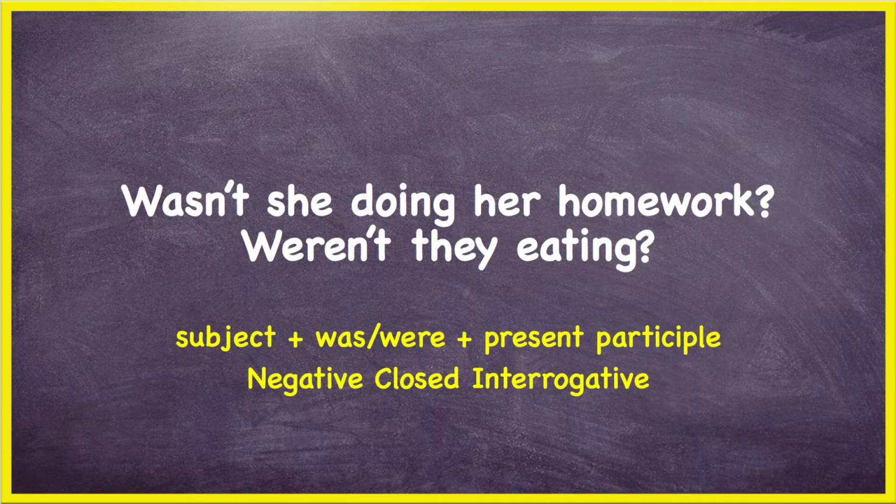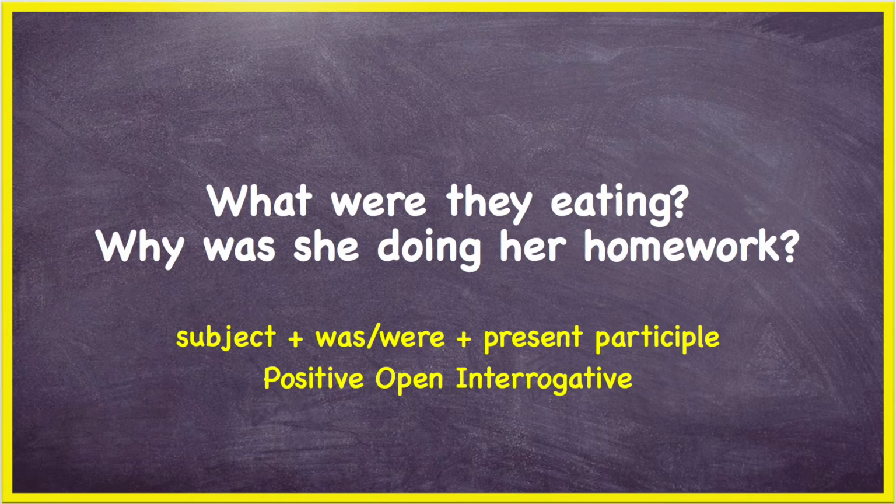Negative closed interrogatives. Was or were plus not plus subject plus present participle. Wasn't she doing her homework? Weren't they eating? All right, now open questions, open interrogatives.